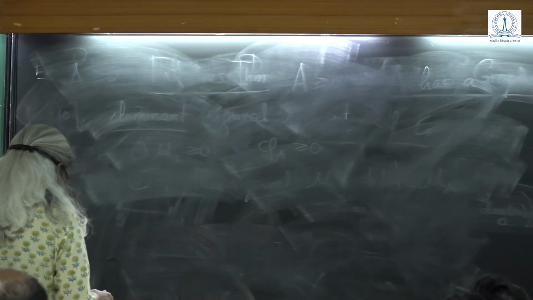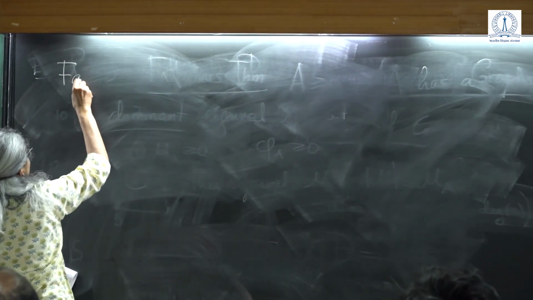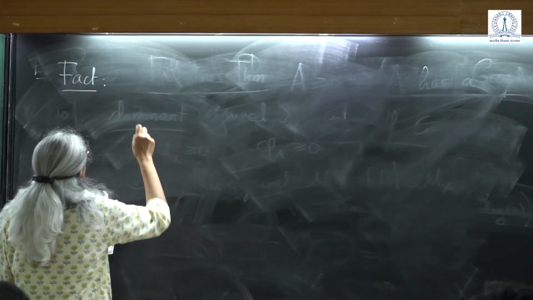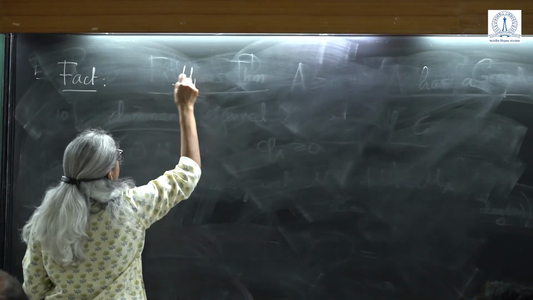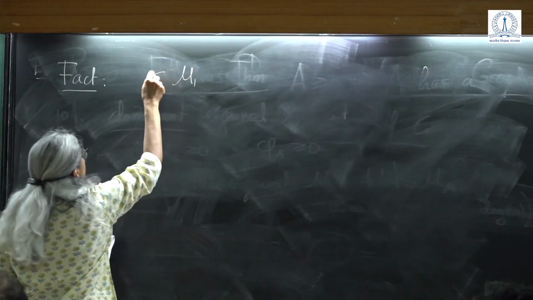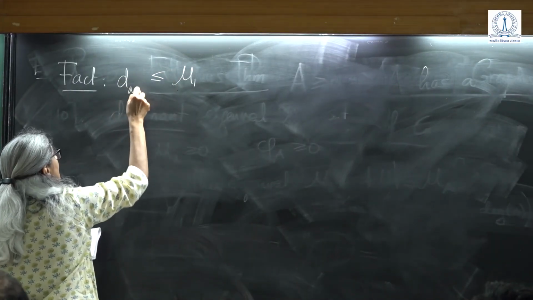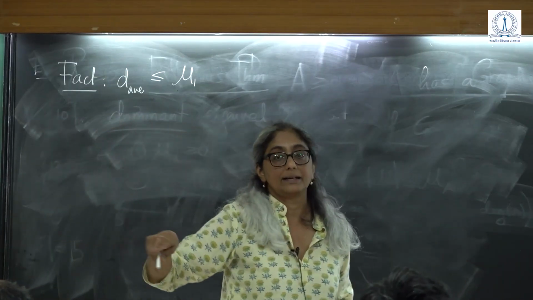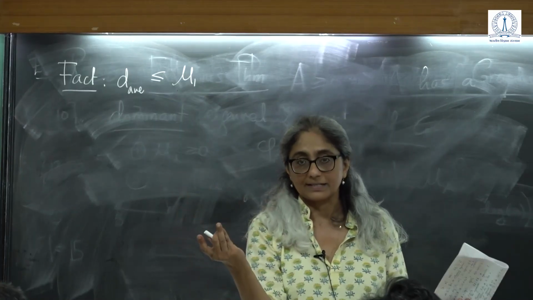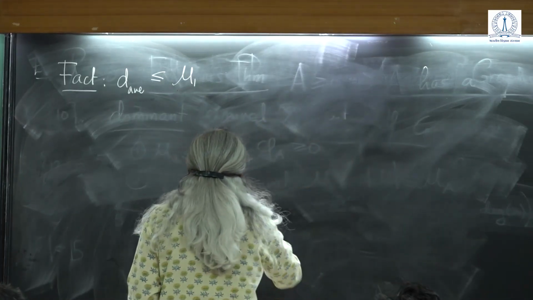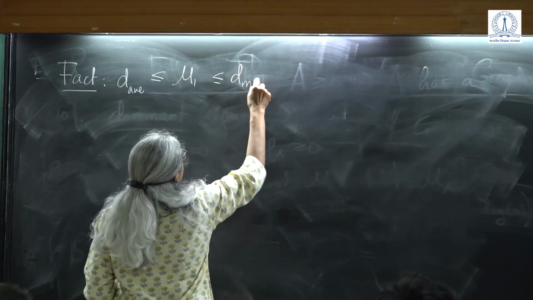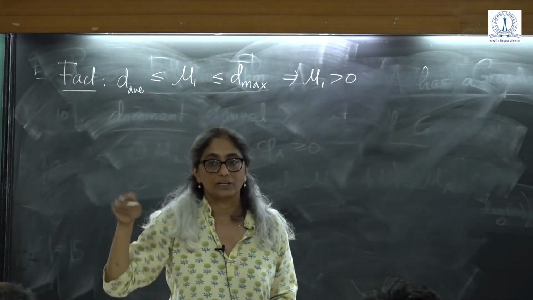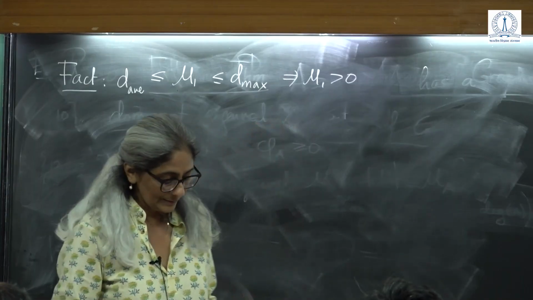So let's actually argue. Here's a fact that I will not argue. Maybe you can ask the people who know the theory later why this is true. One fact is that mu1 is positive. In fact, mu1 is bounded below by the average degree of the graph. That means you add all the degrees and divide by the number of vertices, that's the average degree, so that's something positive. So it's bounded below by that, and it's bounded above by the max degree. So this implies that mu1 is positive. I'm not going to prove this, so you can think about this or ask your friends, and they will tell you.